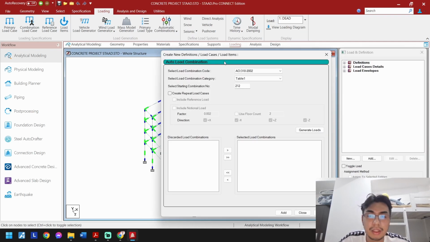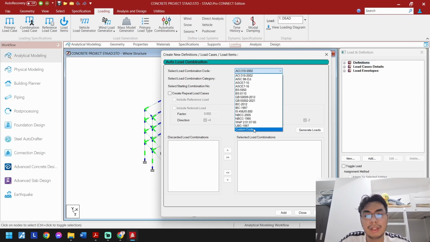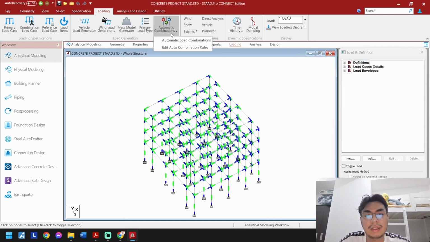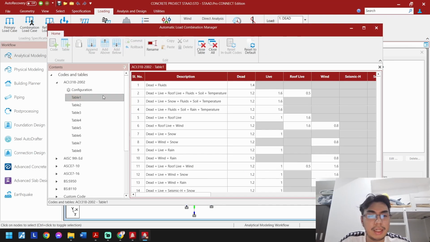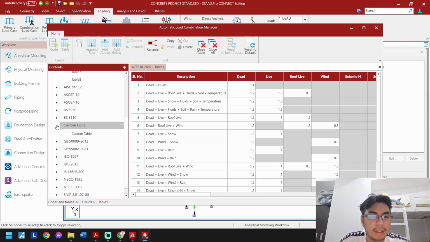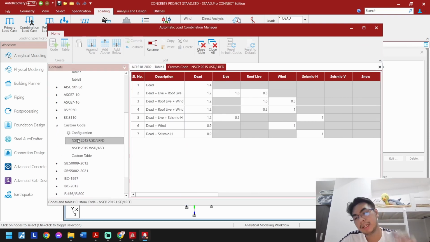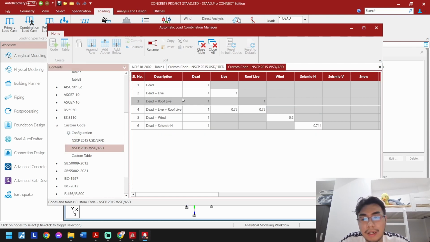Okay. So now we have used the custom code since the STAAD does not have our code yet. So here are the load combinations that we have used in the project. First, it is for the ultimate strength design. Then the next one is for the working stress design or the WSD for the checking of the deflection.